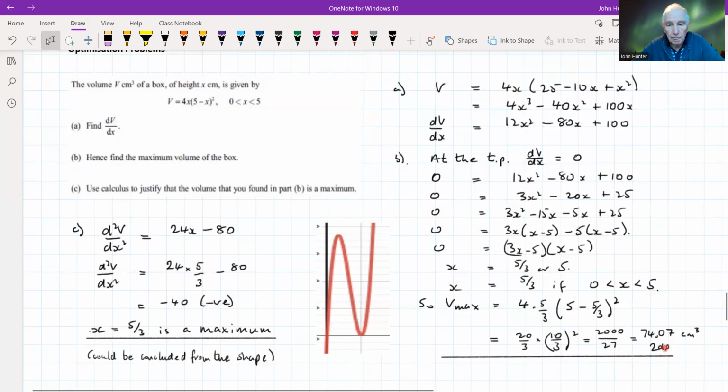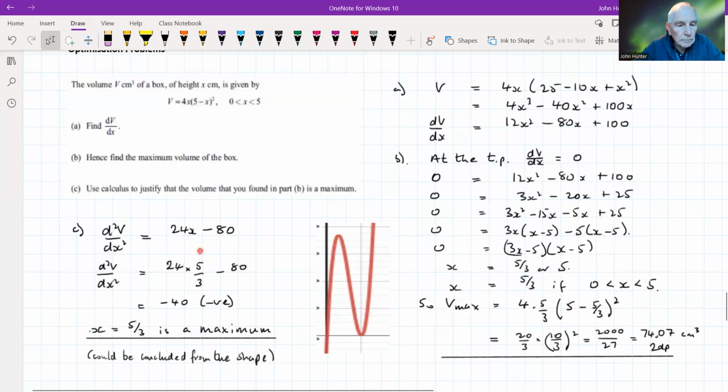Okay, so now the third part says use calculus to justify that the volume you found in part B is a maximum. Well, it does say use calculus, so I think really we're going to go down the route of doing the second derivative, but we wouldn't necessarily have to do that if the question didn't really require us to use calculus. The reason being that we've got 2 solutions, and we know this is a positive cubic. The coefficient of x cubed is positive in this. Well, we can see from here. So we know it comes up from the left, goes up to a maximum, comes down to a minimum, back up again. So the lower value of x is going to be the maximum. And we know that because we're interested in 5/3 and not 5, it's going to be a maximum.